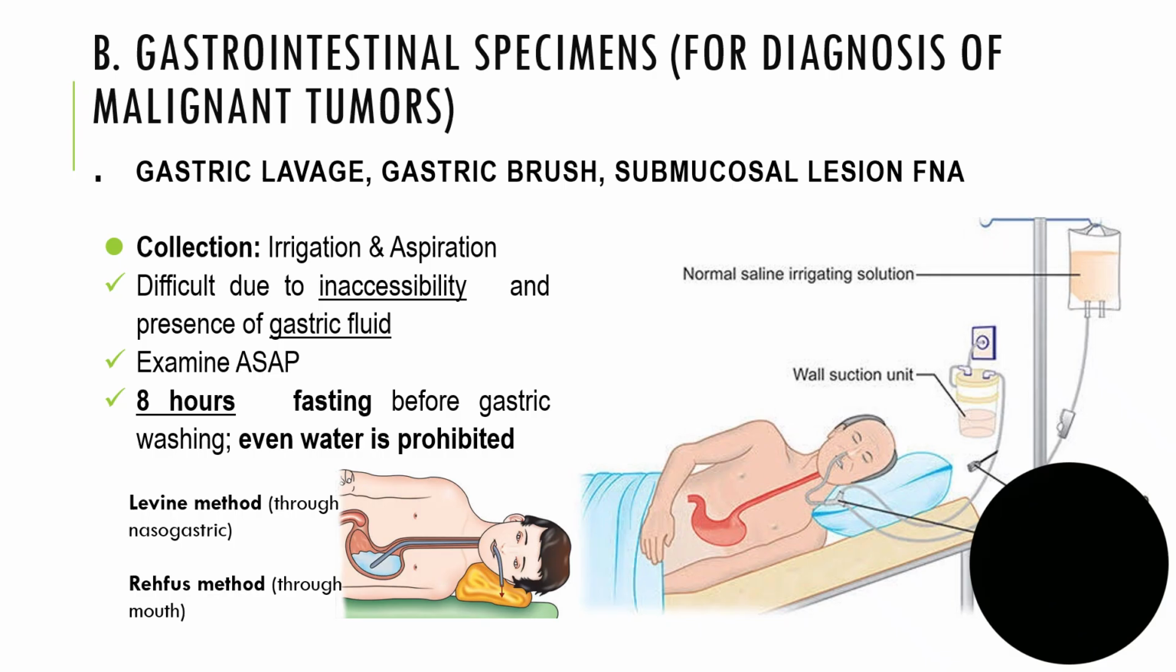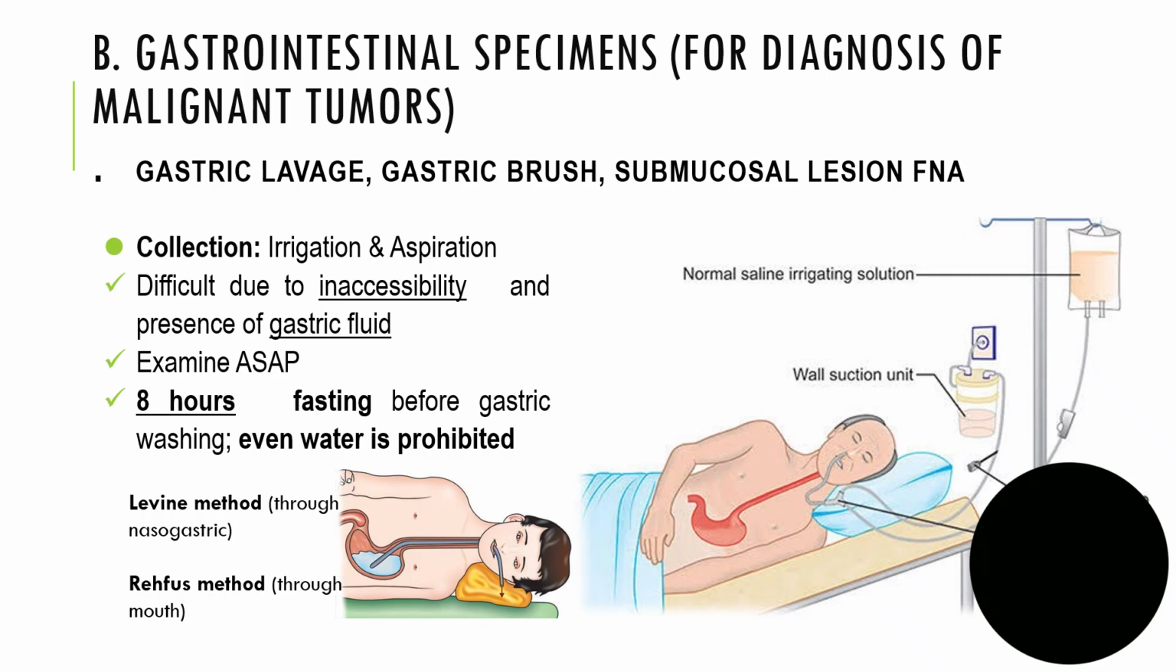Next, we have gastrointestinal specimens. Gastrointestinal cytology is used primarily for the diagnosis of malignant tumors of the GI tract. The main techniques include gastric lavage, gastric brushing, and fine needle aspiration or FNA of submucosal lesions. Collection method: you can use irrigation and aspiration. So the stomach is irrigated with fluid, and then the fluid, now containing shed cells, is aspirated and collected.